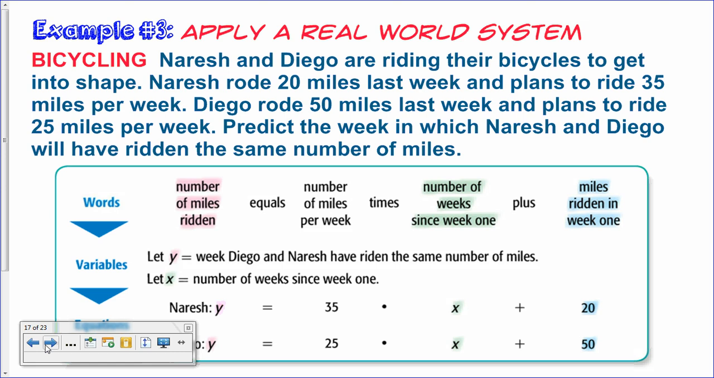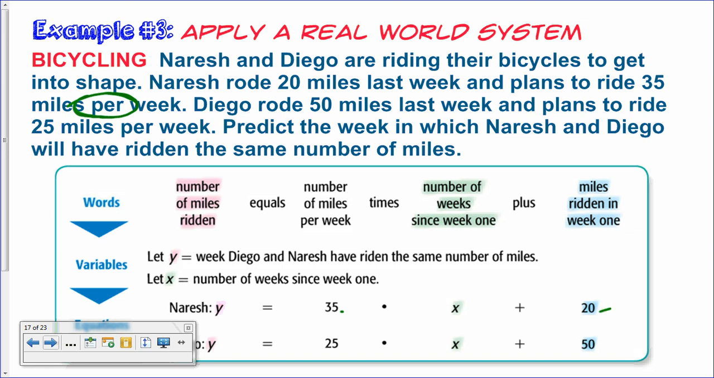what's it say down there, guys? Let y equal the number of miles Diego and Naresh have ridden. 35 becomes the what? Miles per week. Anytime you see that little word right there, what's that mean? It's going to be a rate of change. It's the same thing as slope. So I can use that as my slope, 35 times x, or 35x, plus the starting point, which is 20.